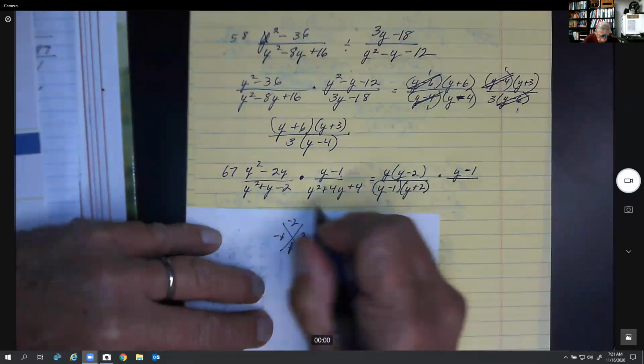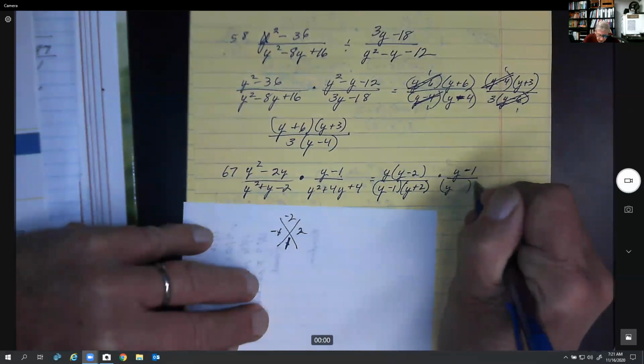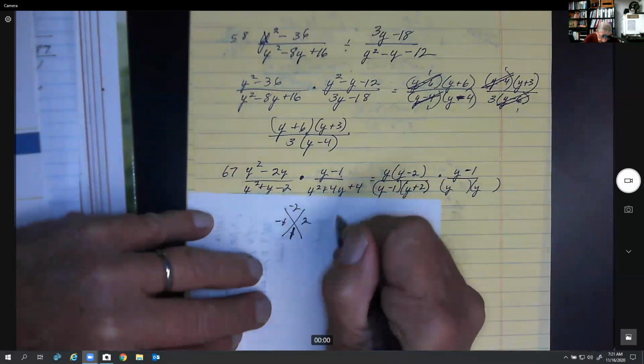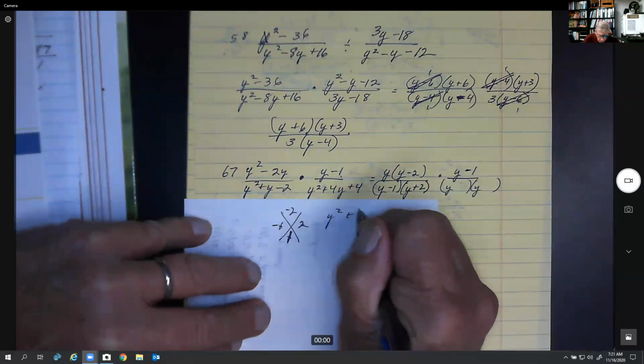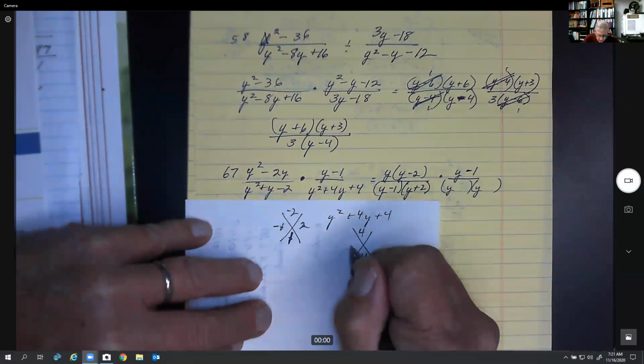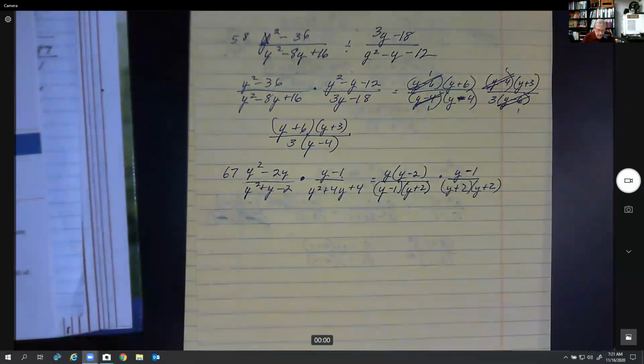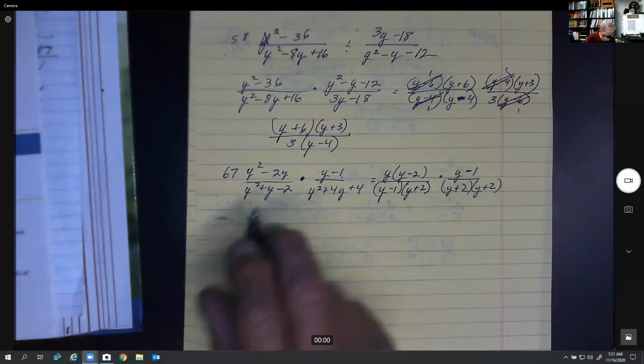What about the bottom? I see that's probably going to be y and y. And I'm thinking, okay, I've got y squared plus 4y plus 4. I'm thinking 4 and 4, 2 times 2. Plus 2 and plus 2. So now it's all factored out. Unfortunately, I still had that y squared minus 2. I'm going to double check this one, make sure I copied it correctly. I think I did. This had to come out with a positive 2.